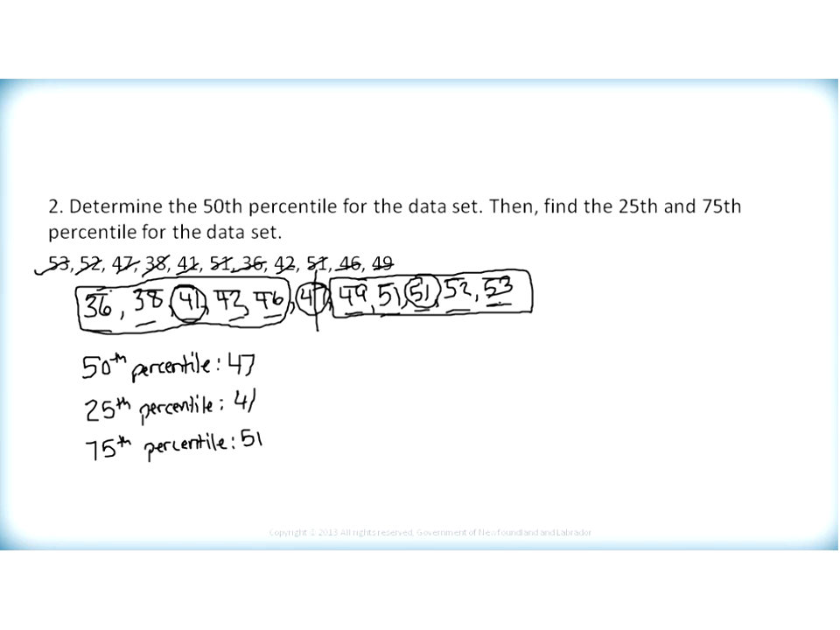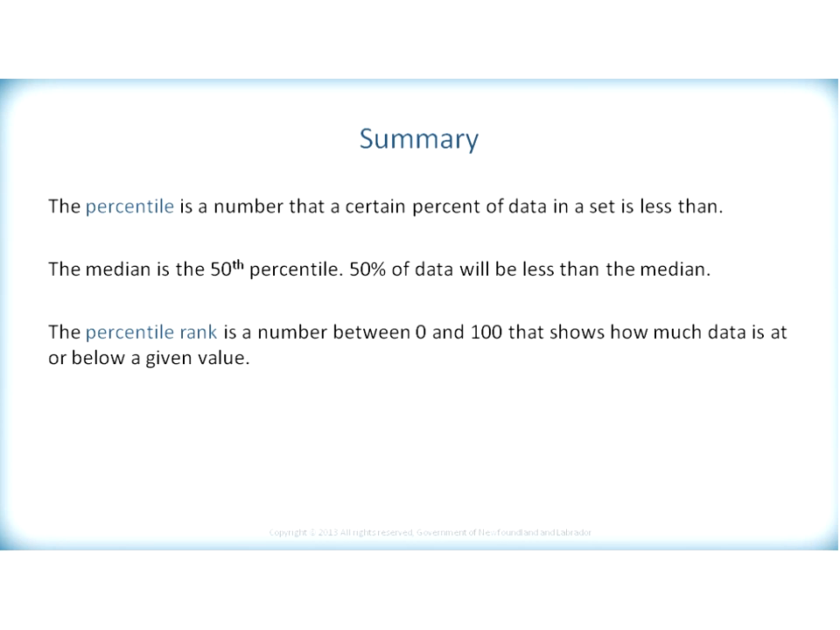And there we go, that's percentiles. So to summarize again, the percentile is a number that a certain percent of data in a set is less than. The median is the 50th percentile, so 50% of data will be less than the median. And finally, percentile rank is a number between 0 and 100 that shows how much data is at or below a given value. So the 50th percentile is also a percentile rank of 50.